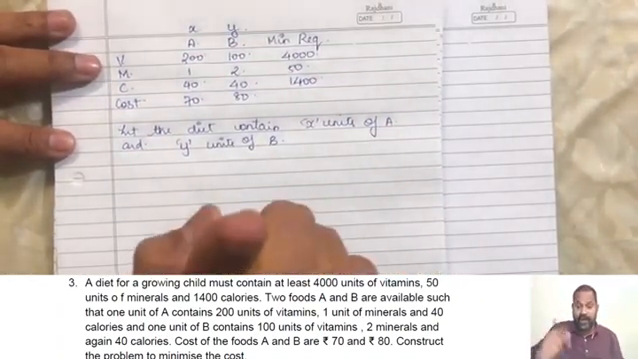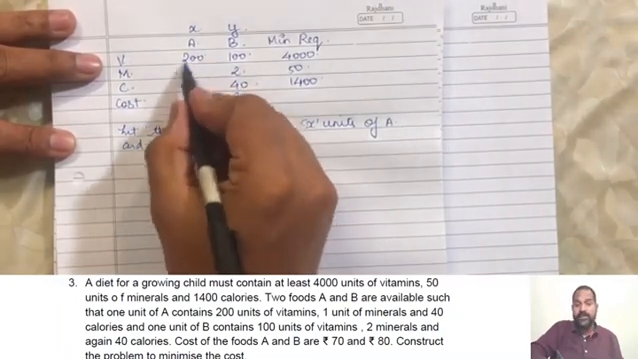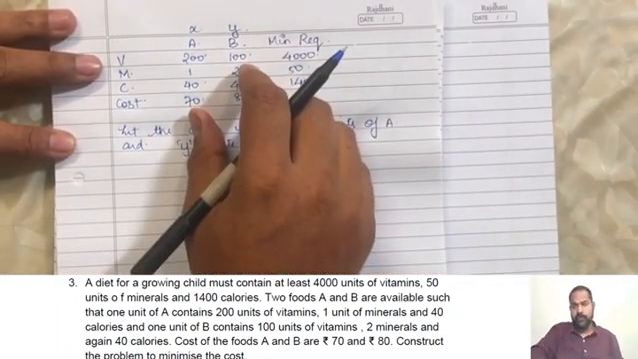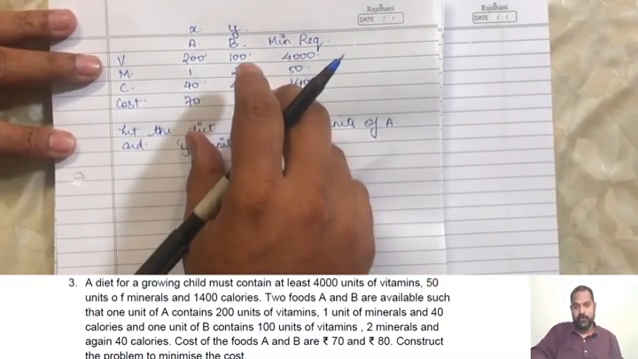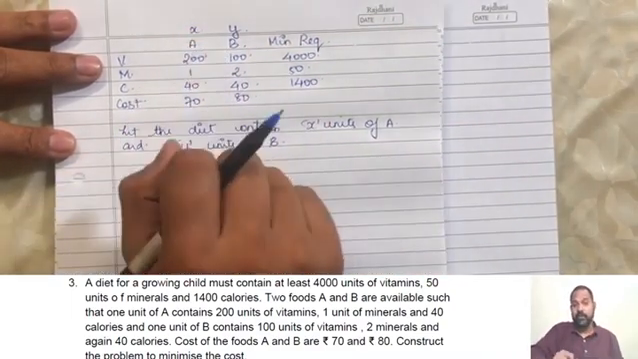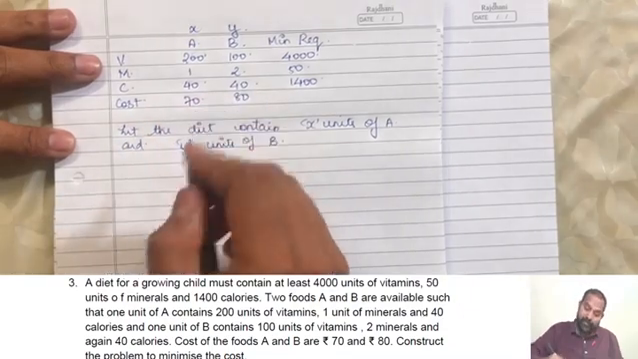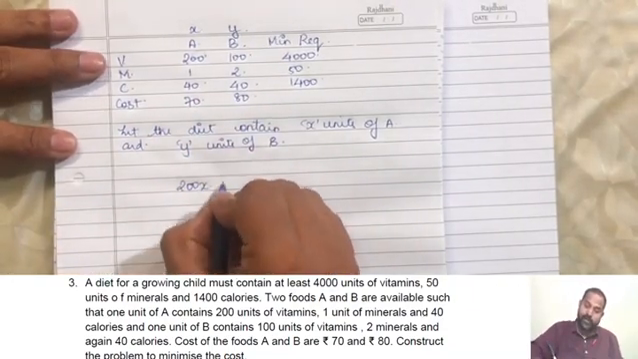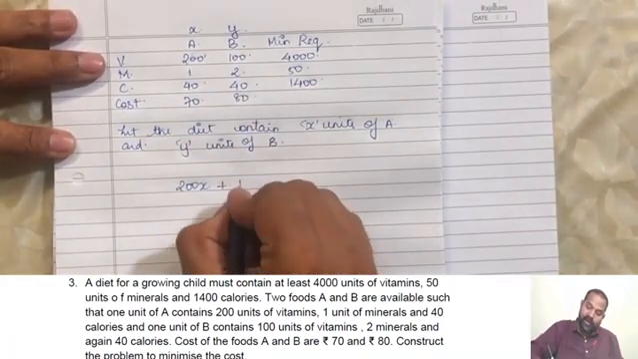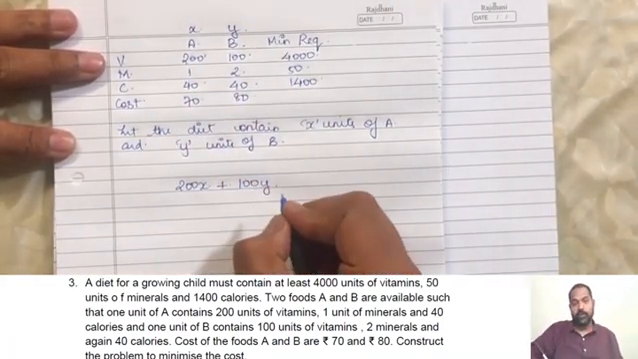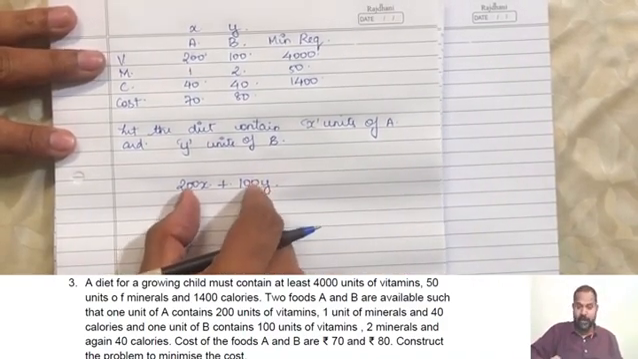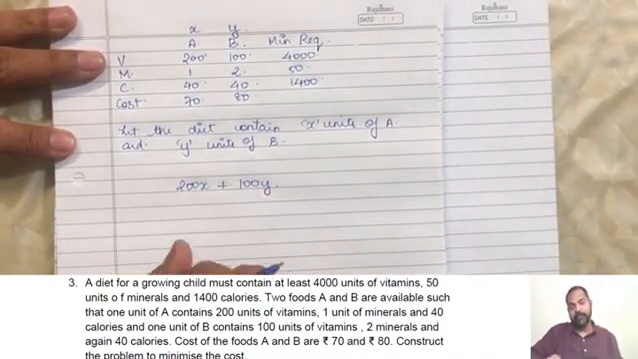1 unit of A has 200 vitamins in it. So 2 units will have 400 units. 3 units will have 600 units. I am taking X, no? Then X units will have 200X units of vitamins, and Y units of B will have 100Y units of vitamins. So the total vitamins that I will be feeding the kid is 200x plus 100y.